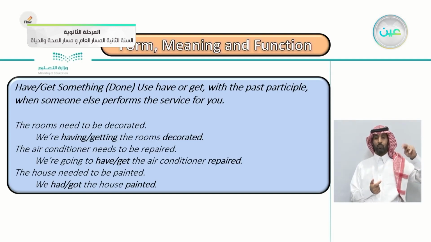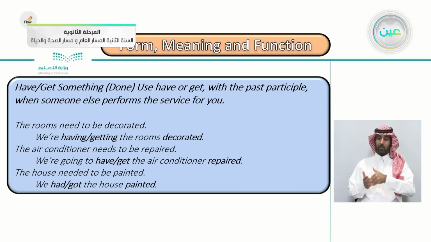The second example, the air conditioner needs to be repaired. How do we write it? We're going to have or get, both are the same, the air conditioner repaired, the past participle repaired. Third example, the house needed to be painted. We had or got the house painted.